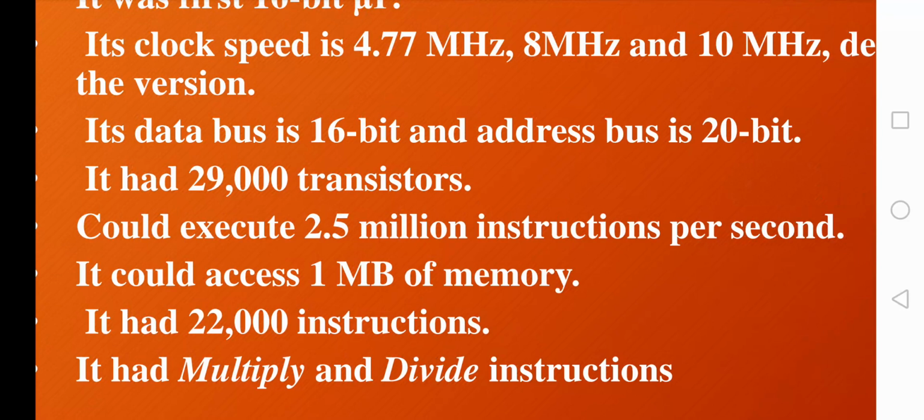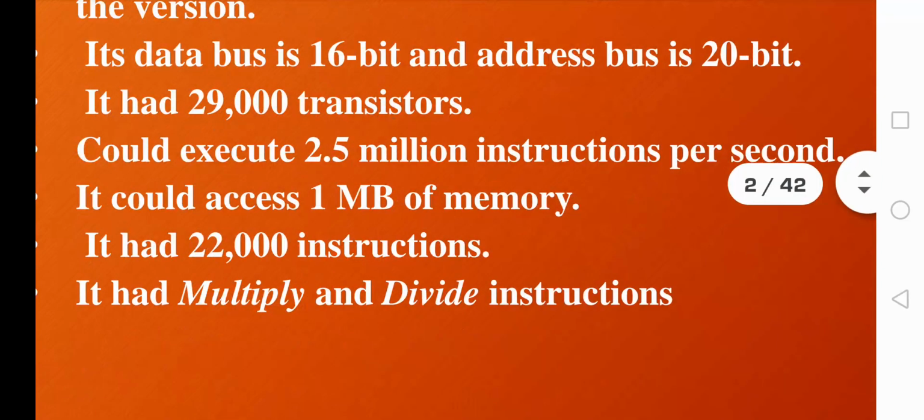Okay, so simply you have to be aware that the 8086 processor, which you are going to study in detail as far as your syllabus is concerned, is actually able to execute 2.5 million instructions per second. The other thing you have to be aware of is that the instruction set of 8086 comprises 22,000 different instructions.